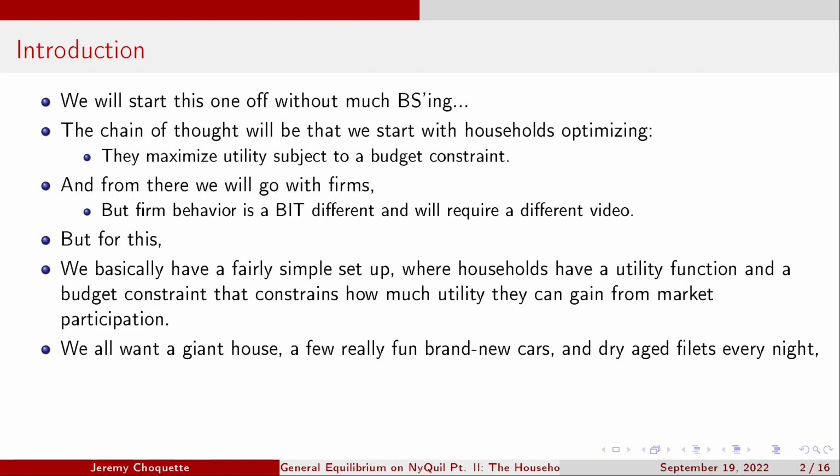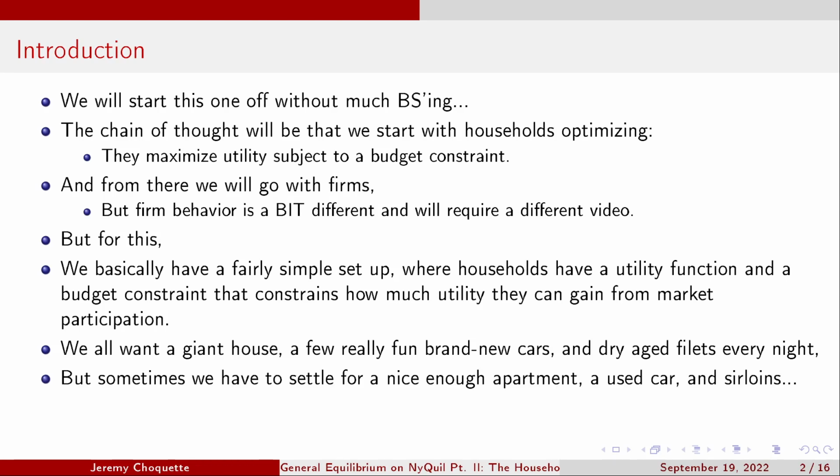For example, we all want a giant house. Maybe we want a few fun, brand new cars, dry-aged fillets every night. There's all sorts of really nice stuff that we want. But sometimes we have to settle for a nice enough apartment or a used car, or maybe a new car just without all the fancy little bells and whistles that come with the one that we really wanted. And maybe we can't have fillets every night, so we got to go with sirloins.